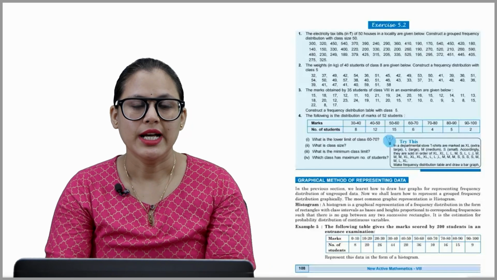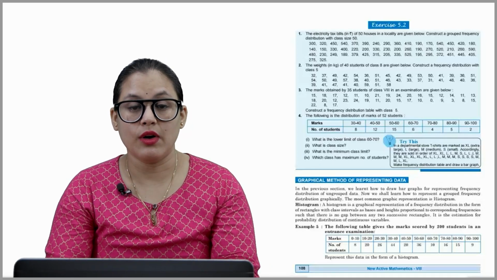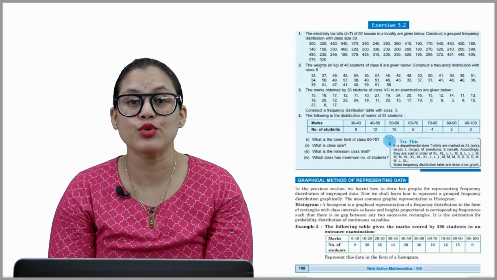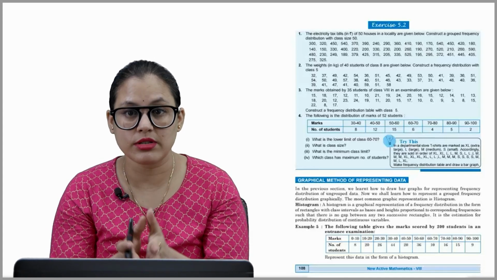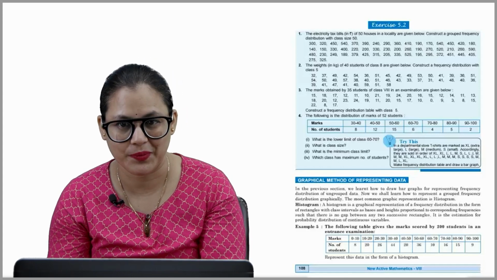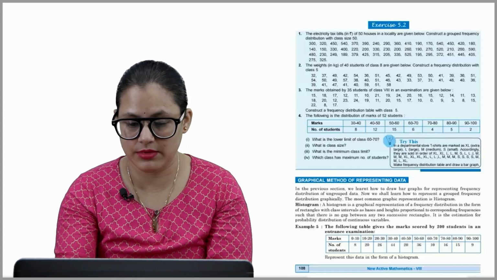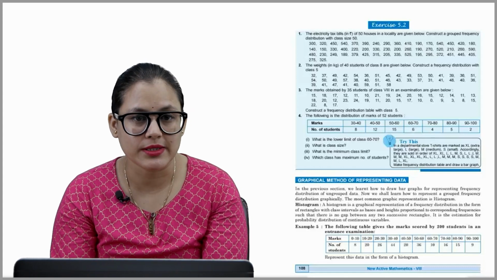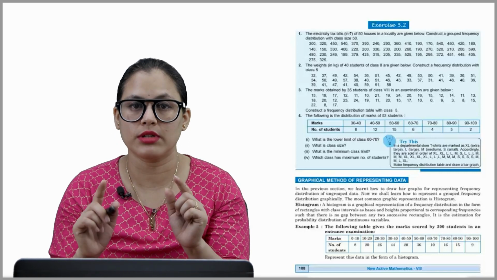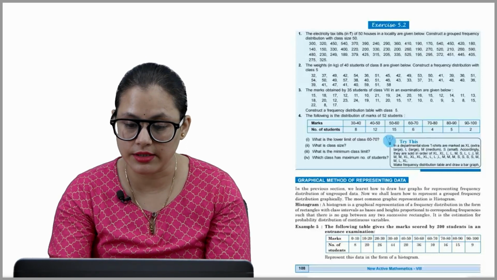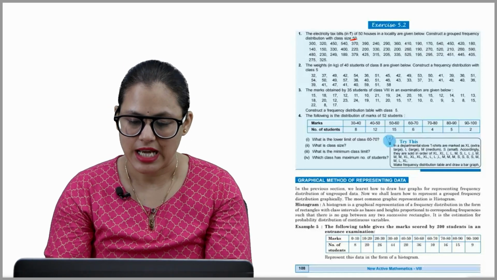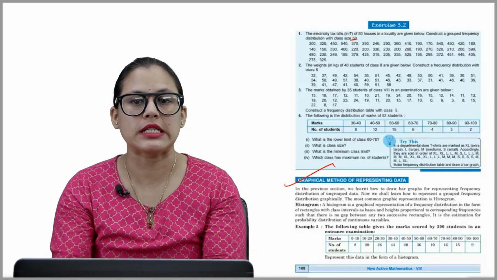Exercise 5.2. The electricity tax bills of 50 houses in a locality are given here. You have to construct a grouped frequency distribution with a class size of 50, and the bill is given in rupees. So students, you will do it by yourself. Here also the class size is given, which is 50.